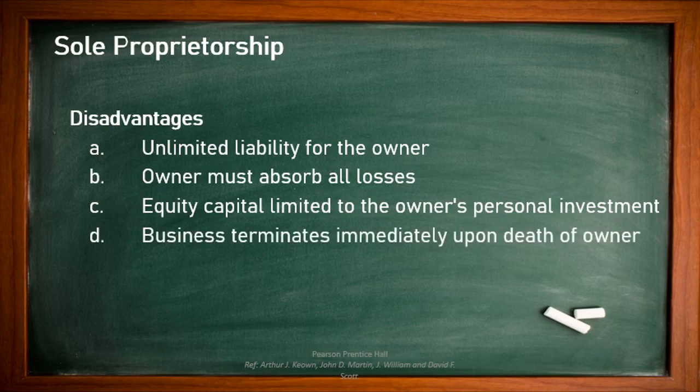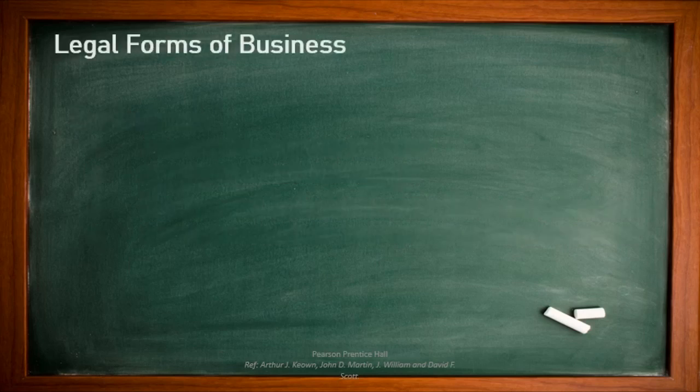The business terminates immediately upon the death of the owner. Unfortunately, if one person is running the business, he knows everything regarding his business, no one else. So if something goes wrong with him, the business will be closed. No one else can run the business in the same way that the person was running it, except perhaps family members who join. The second, when we come to legal forms of business, normally we talk about the partnership.